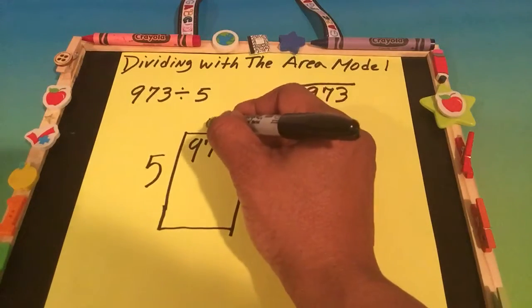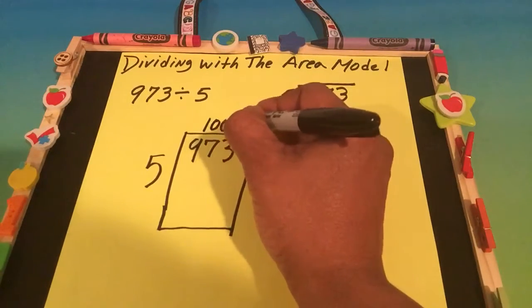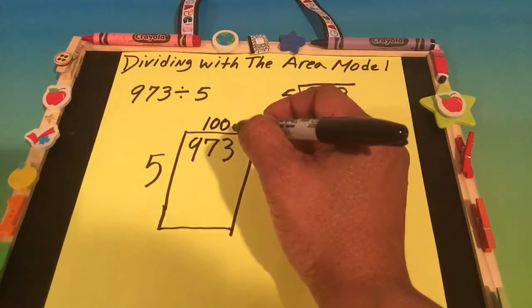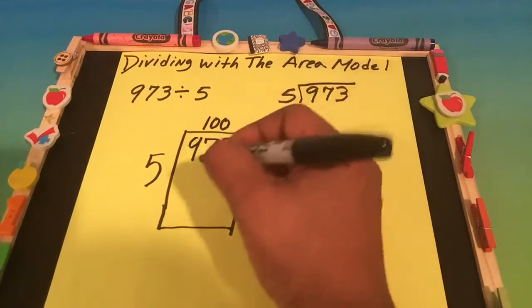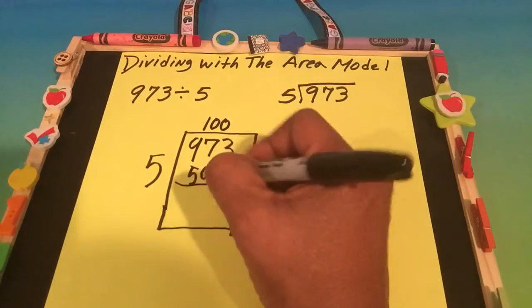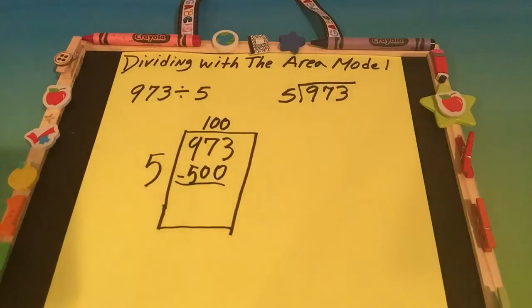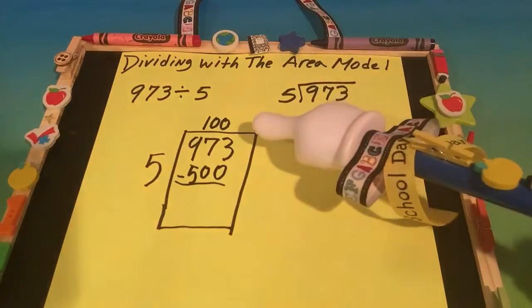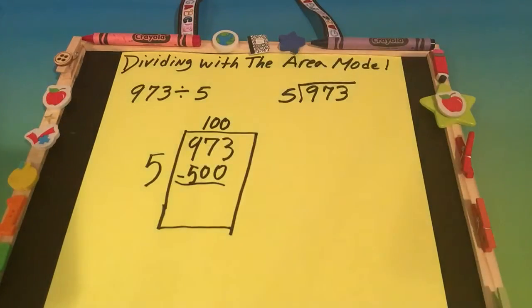So I'll go ahead and use the 5 times 100. I'll place the 100 here. That's the first part of my partial quotient. And then I'll place the 500 here. And then I will subtract. I'll subtract 973 minus 500.